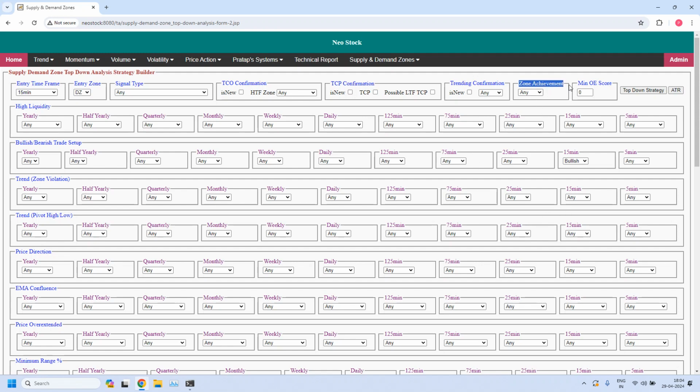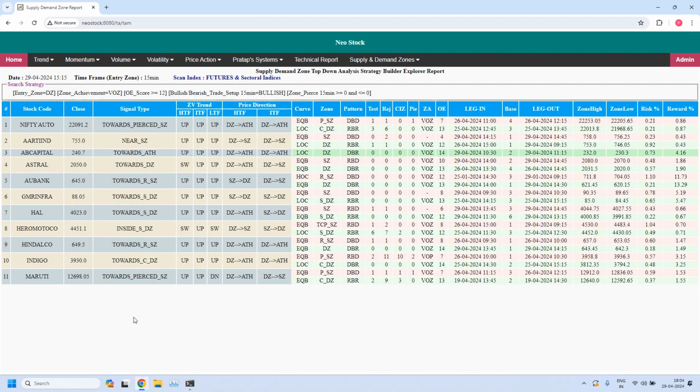Next, zone achievement, second filter. In zone achievement, I am selecting the value VOZ. That means violated opposing zone. And the third filter, minimum odd enhancer score. The minimum odd enhancer score for bullish or bearish trade setup should be 12. So with these filters, let me generate the report. So 11 stocks are filtered. Currently these 11 stocks are supporting bullish trade setup for daily income trade.